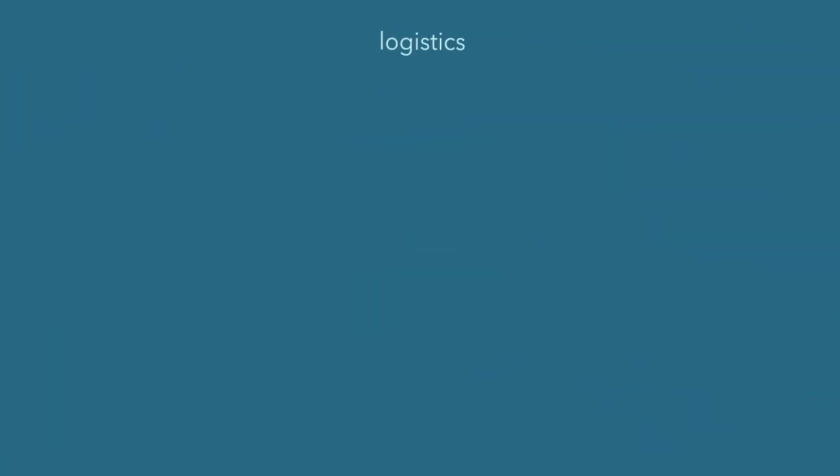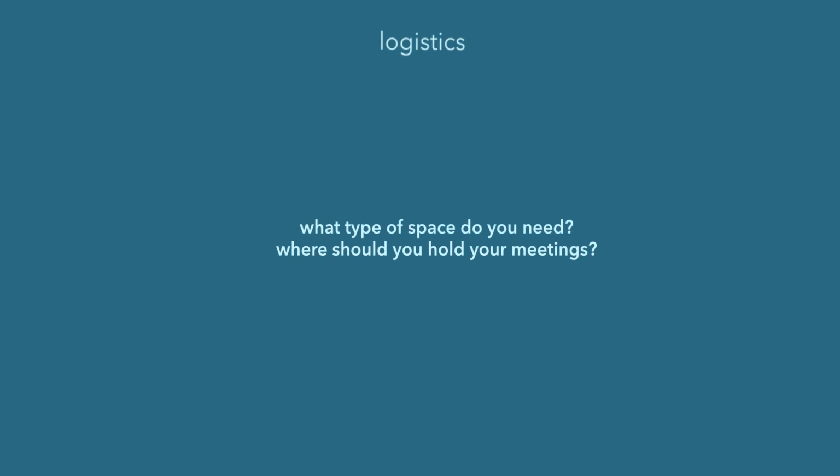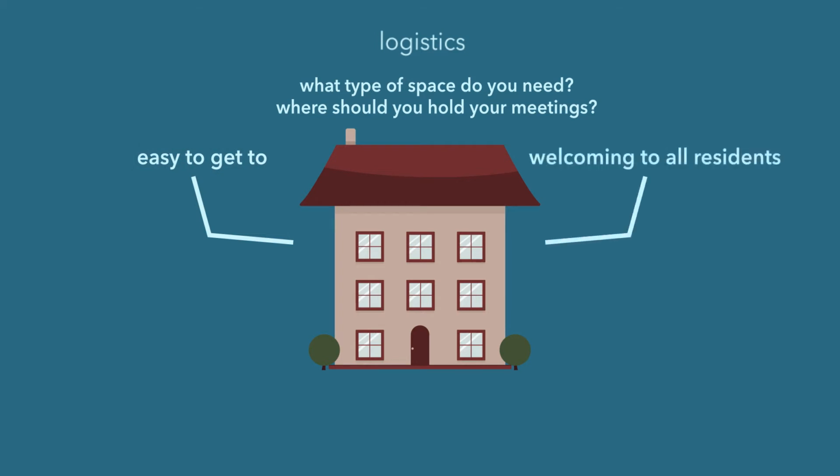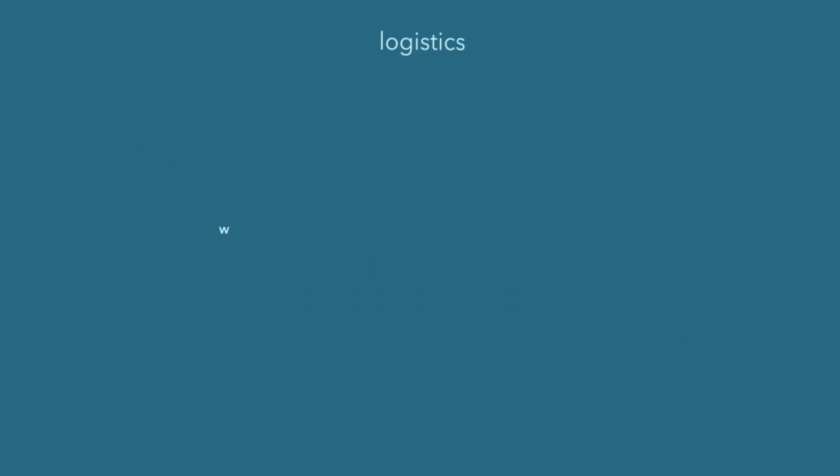Let's start with logistics. Think about questions like, where should you hold your meetings? What type of space do you need? Think about locations that are easy for the residents on the coalition to get to, and welcoming for all types of residents. When should you hold meetings, and how often?